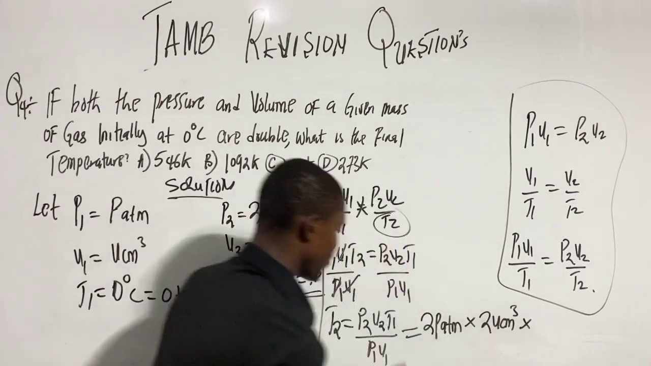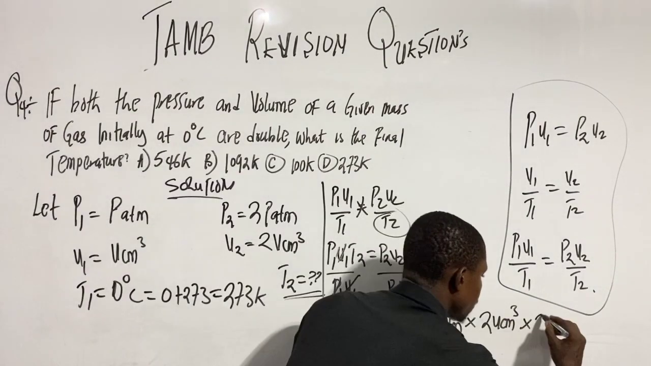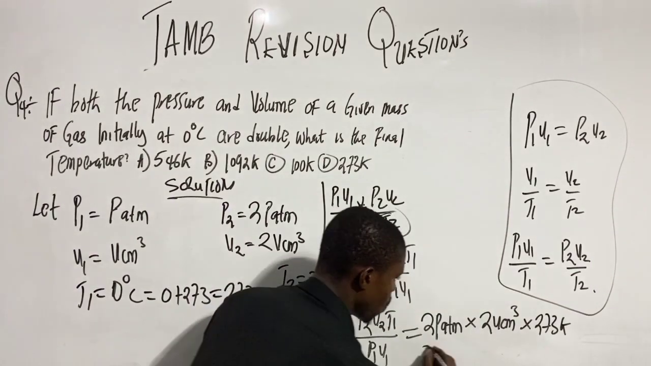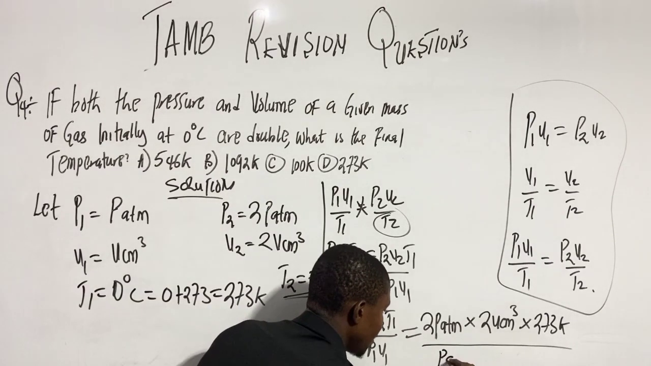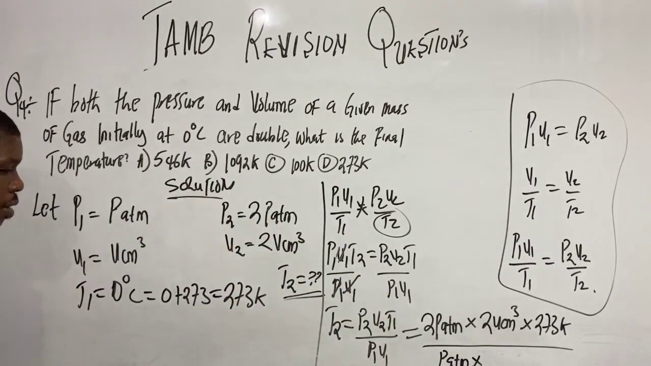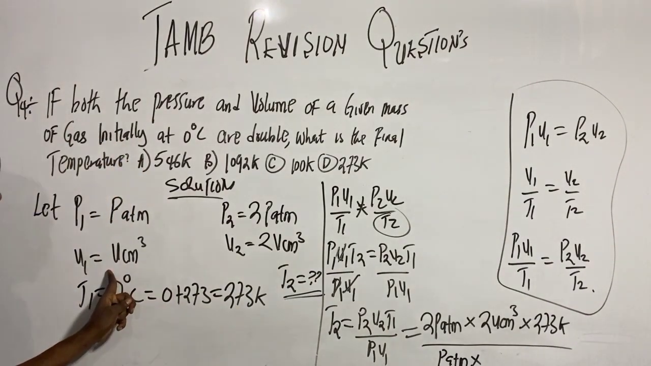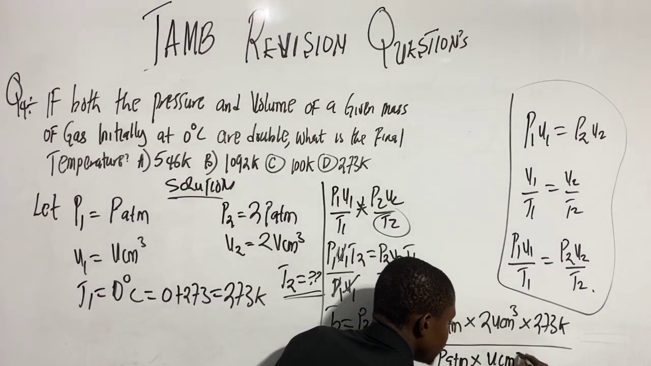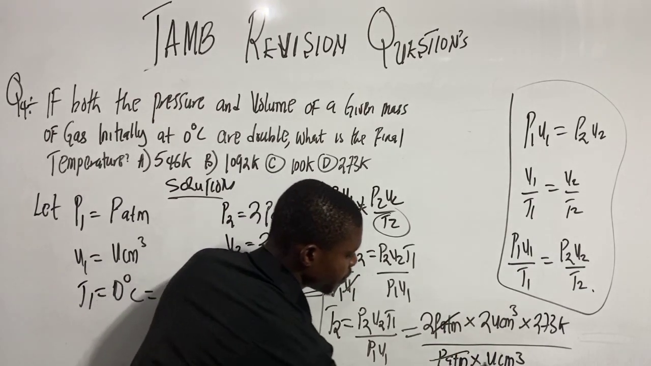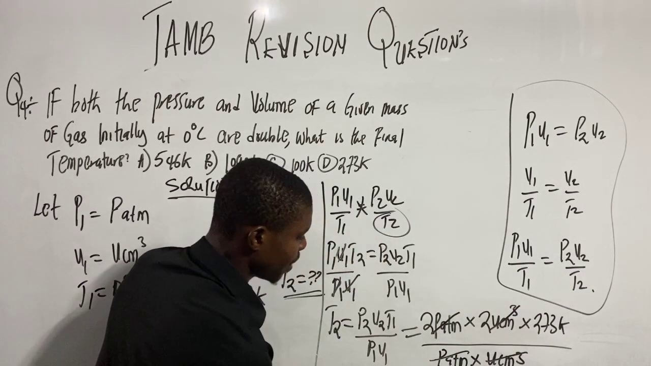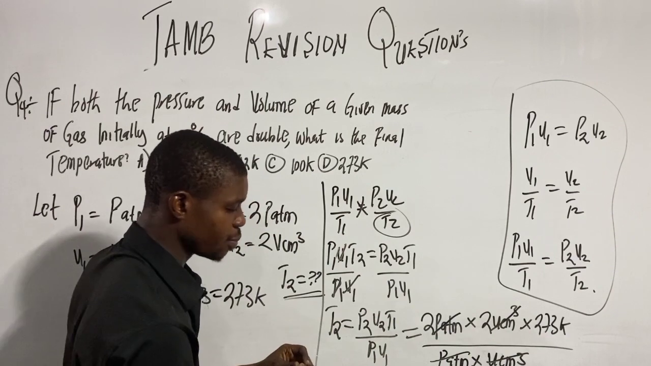Times my T1, which is 273 Kelvin, over my P1, which is P ATM, times my V1, which is V centimeter cube. What happened here? P ATM cancels P ATM, V centimeter cube cancels V centimeter cube, right? What we're left with is 2 times 2 times 273. Do you get that?